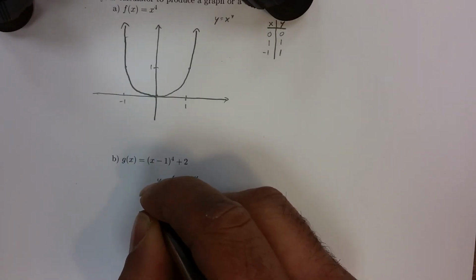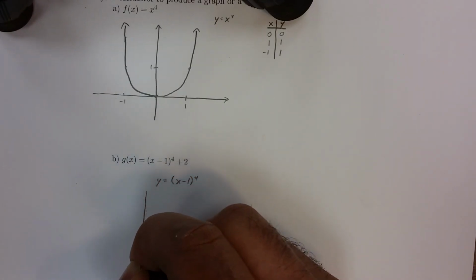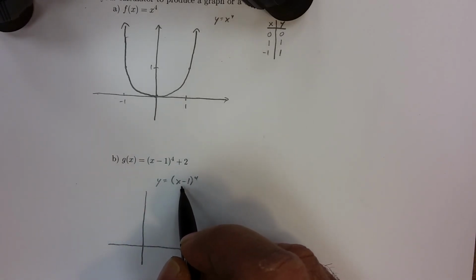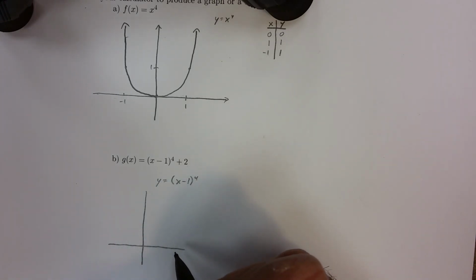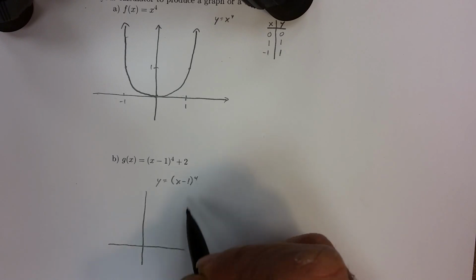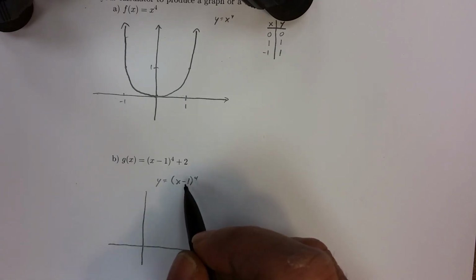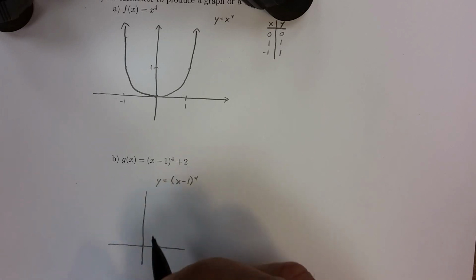So looking at this, we see we've taken the curve y equals x to the fourth, and we've subtracted 1 directly from the x. We know this is a horizontal change. Changes to the x, or horizontal changes, are opposite to the direction you'd think. So you'd think minus 1 would be to the left, but it's actually a shift 1 unit to the right. So we've taken this curve and we've shifted it over 1 unit to the right.